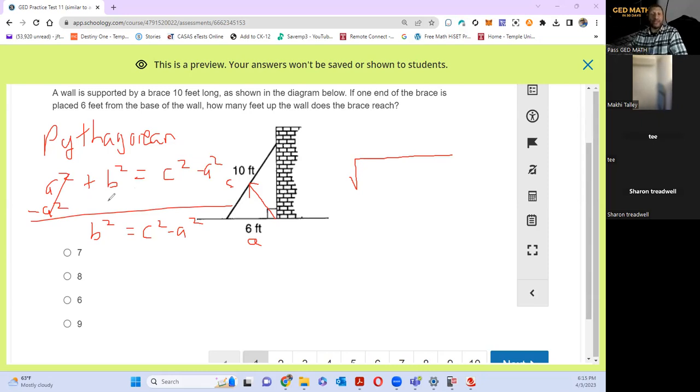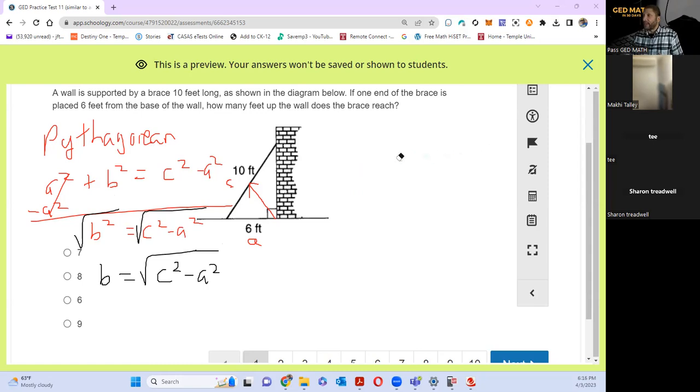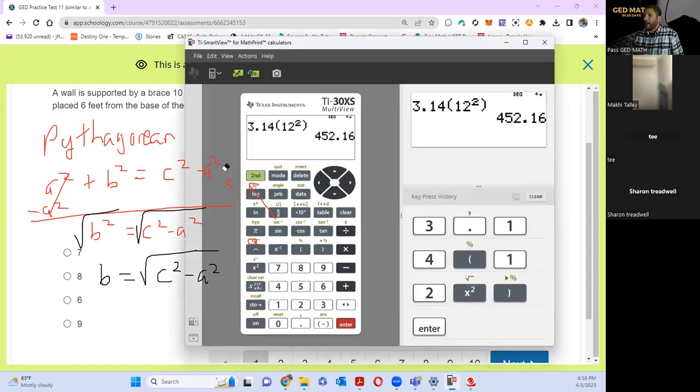So again, these are the things when I ask a question. I heard one person say it, but everybody should know that the inverse operation of squaring is square root. You should know your squares, square roots, cubes, and cube roots. It's going to be on every exam. So if I take the square root of both sides, I get B equals the square root of C squared minus A squared. So what am I going to do? I'm going to use my calculator. I'm not going to waste any time.